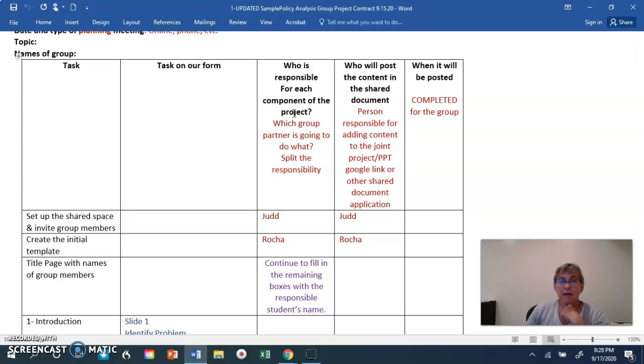And as is indicated in the assignment, if you do not contribute, you need to be letting your partner know why you're not doing that, and also letting me know as your faculty member. The other thing is, if for some reason, which we've only had happen once in my teaching this course, has anybody not participated? So this is just a way to help you be accountable for what you say you're going to be doing. And then here, this is the person that's responsible for posting the content in the shared document.